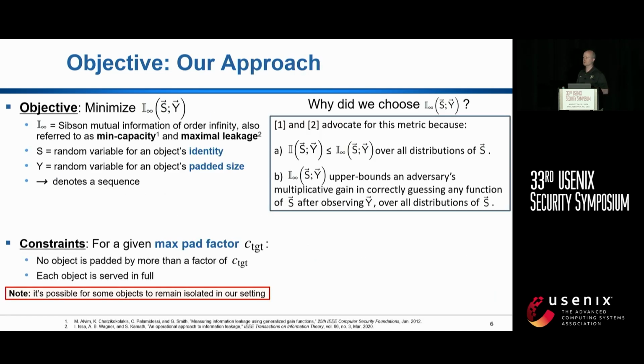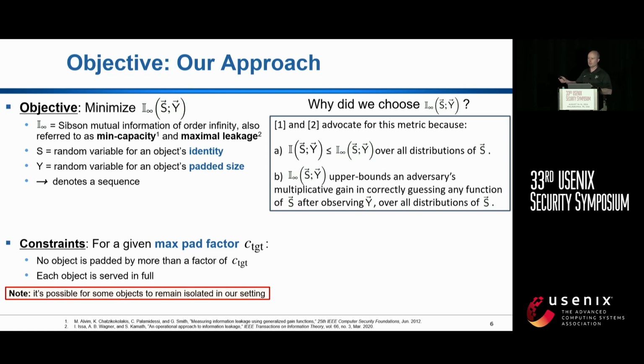So what is our solution here? Our approach is to minimize this metric known as the Simpson mutual information of order infinity. For the remainder of this talk, I'll just refer to it as I infinity. Some of you may know it from the literature. It's also referred to as min capacity or maximal leakage. So we want to minimize I infinity between the sequence of object padded sizes and their identities, but with this constraint, that no single object is padded by more than a maximum pad factor, which we refer to as C target, and then every object is served in full.